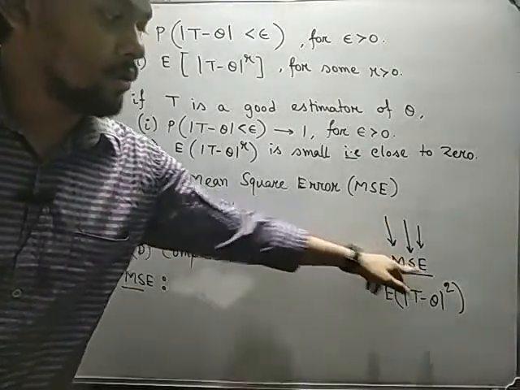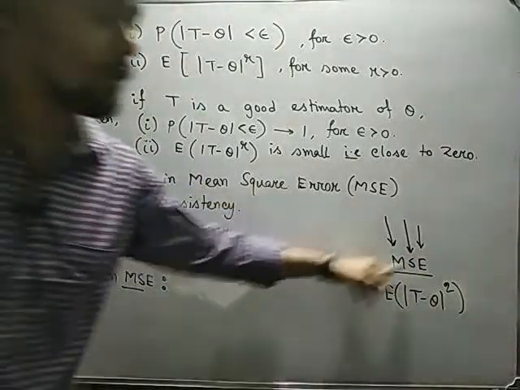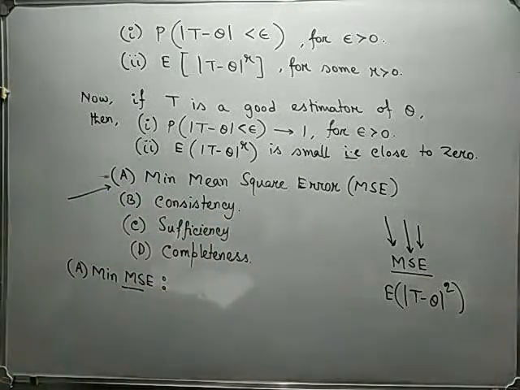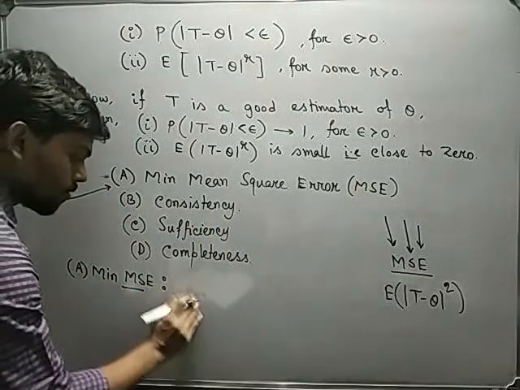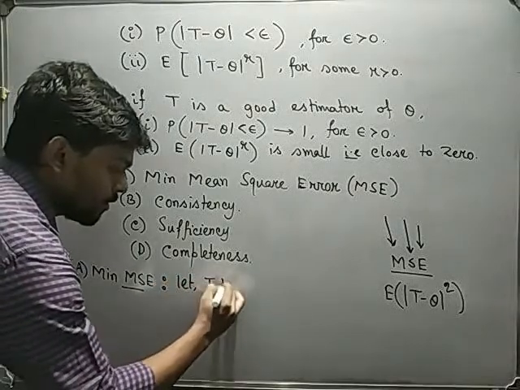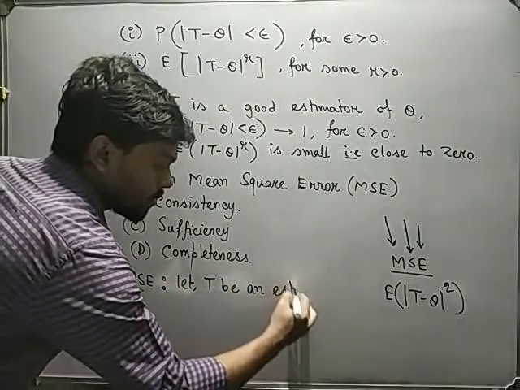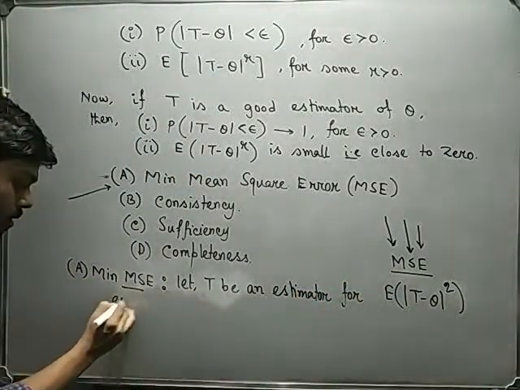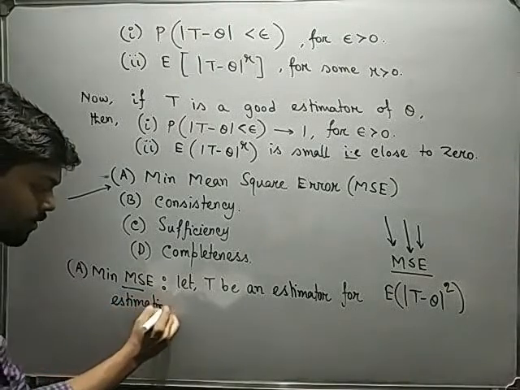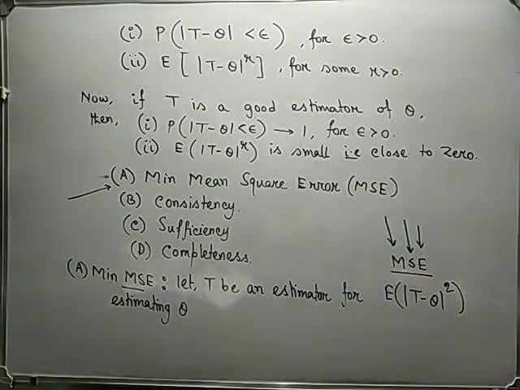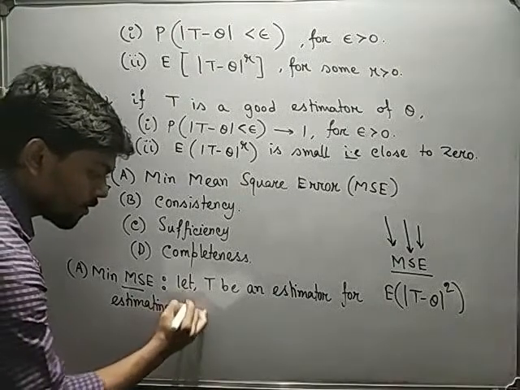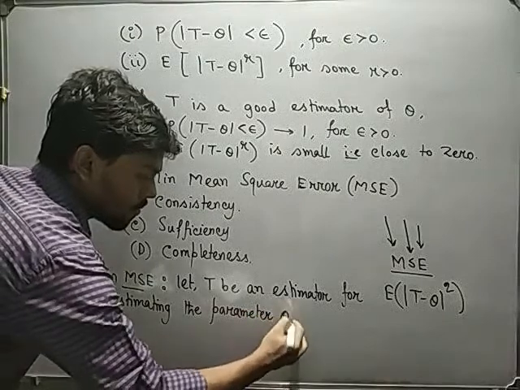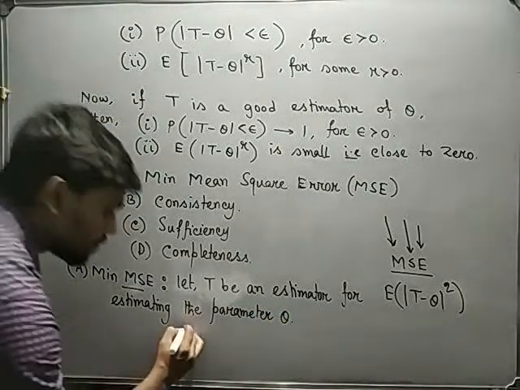So this is first error, then square, and then mean. So that's why we get this quantity, and this is called the MSE or mean square error. So let capital T be an estimator for estimating the parameter theta.